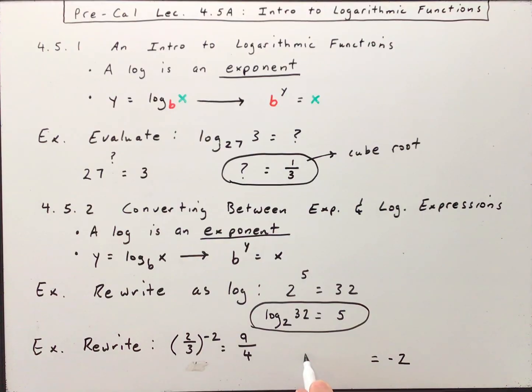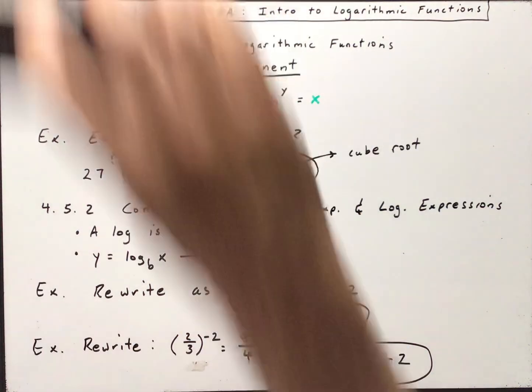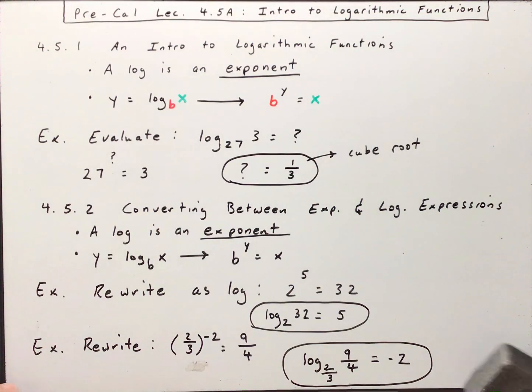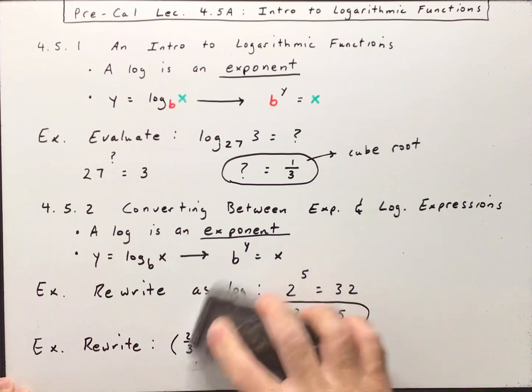And you know you're going to have log in here. The base, which is what you attach the exponent to, is 2/3. So log base 2/3 of 9/4 is equal to negative 2. All right, let's keep going. Let me erase real quick here.